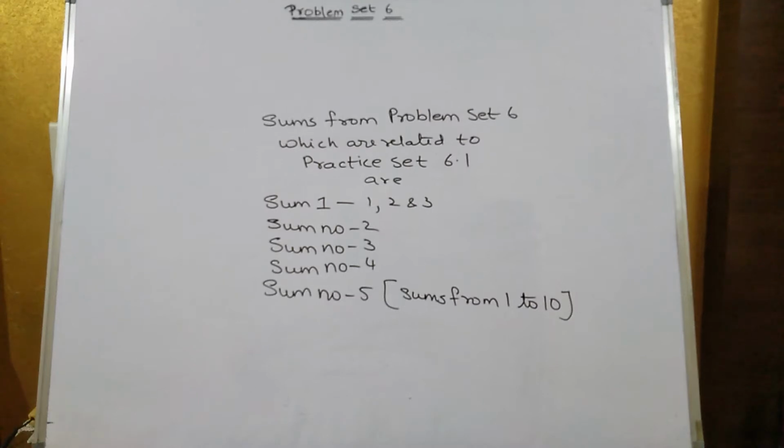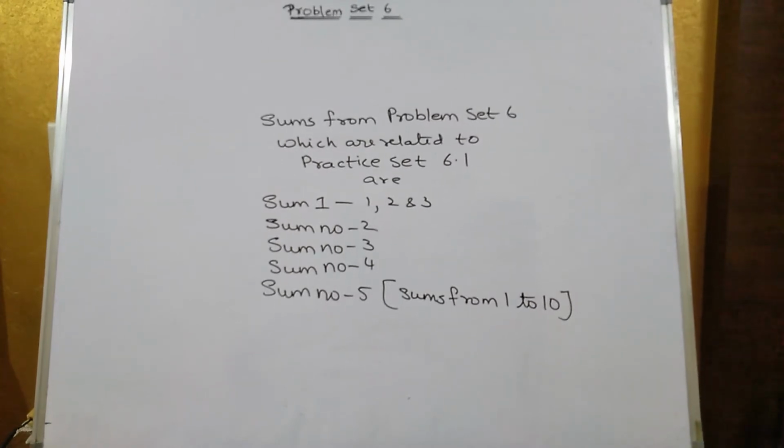Now the sums from problem set 6, which are related to practice set 6.1, are: sum number 1, that is choose the correct alternative, in that 1, 2 and 3; then sum number 2, sum number 3, sum number 4, and in sum number 5 all the sums are there, that is sums from 1 to 10.